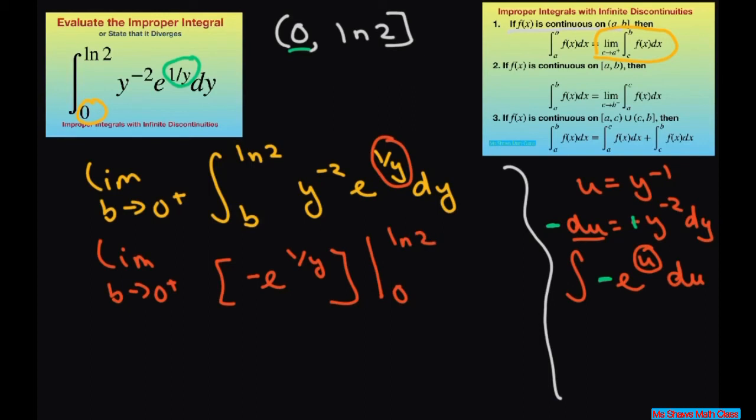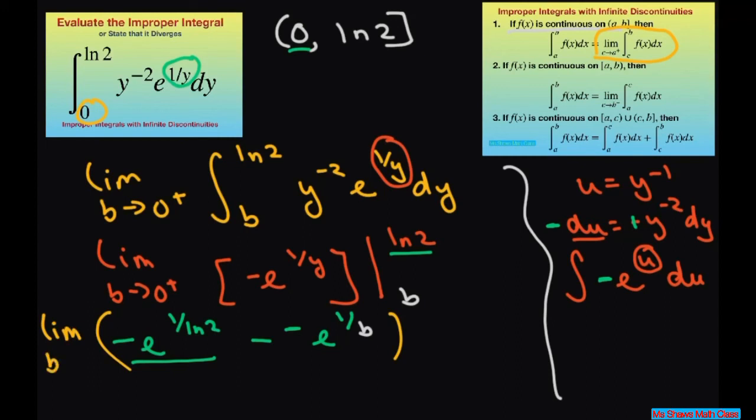All right. So some of y'all can already see this, but let's substitute in and evaluate. So we're going to get negative e to the power of 1 divided by ln of 2. That's just the constant, minus a negative e to the 1 divided by, this should be b actually, b.